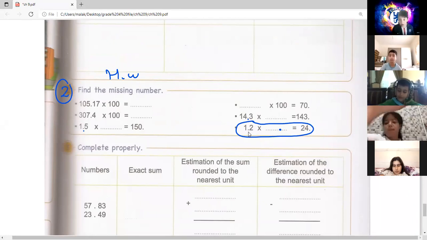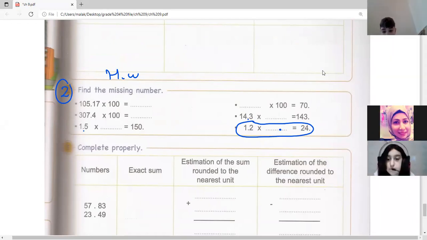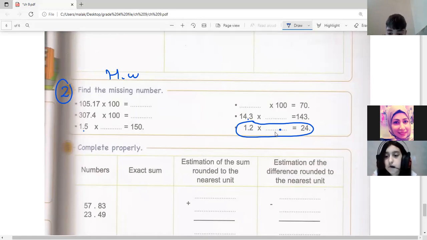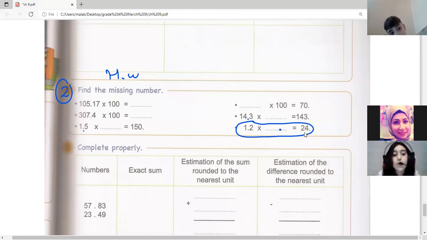Yes. 1.2 times which number equals 24? Yes, Muhammad, tell us. 10? No, not 10. Teacher, the numbers are different. We have 1.2 and 24. So we can't say 10 or 100 or 1000. Equal? No, not equal. It will be 0.94. No, you are close, Abbas, but not 0.94.